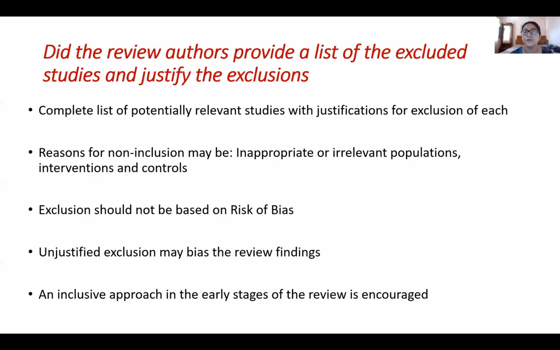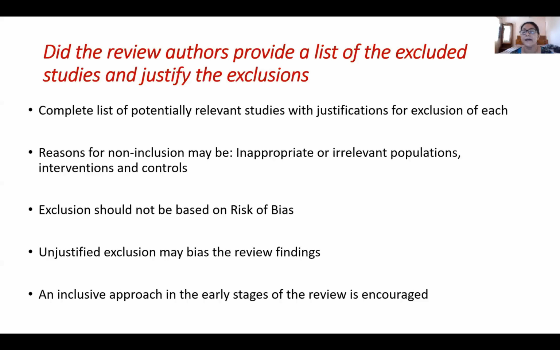Exclusion should not be based on risk of bias. So some studies may be biased, but that should not be a criterion for exclusion. That can be mentioned later on, while checking the quality of the studies, or while assessing the risk of bias, that this is a biased study. But the risk of bias cannot be a criterion for exclusion of studies.